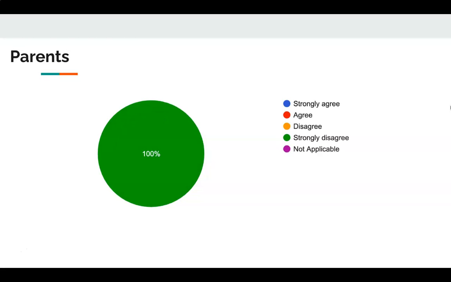When it comes to parents understanding the real purpose behind the program, their response was overwhelmingly that they strongly disagreed. 100% of parents responded in that manner. So that tells us we need to bridge some communication there and be a little bit more clear about what's going on.